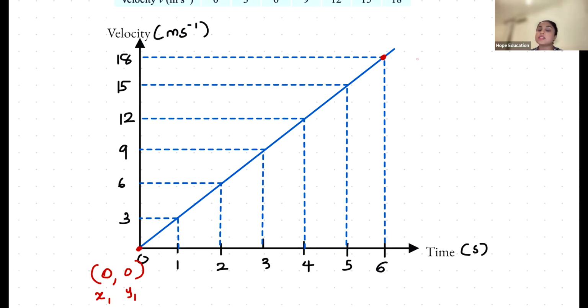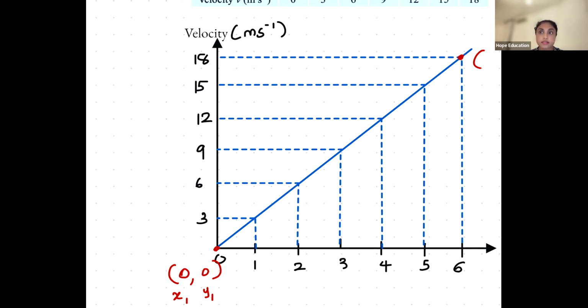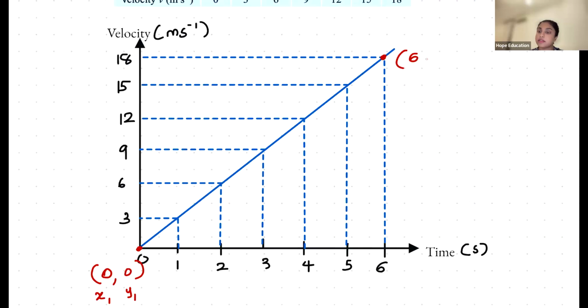Can somebody tell me the x value of this point? The x value is 6. Then what is the y value? 18. Yes. So this is the x value of the second point, so I call it x2, and the y value of the second point I call y2. So I have x1, y1, and I have x2, y2.